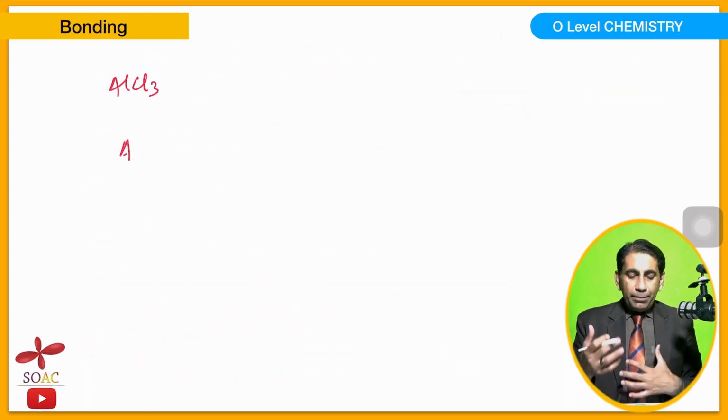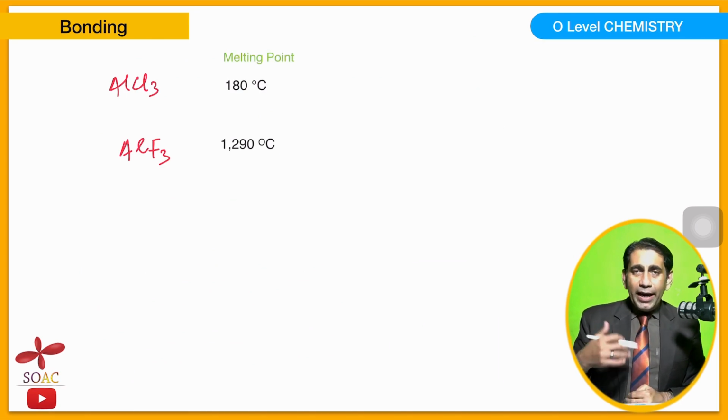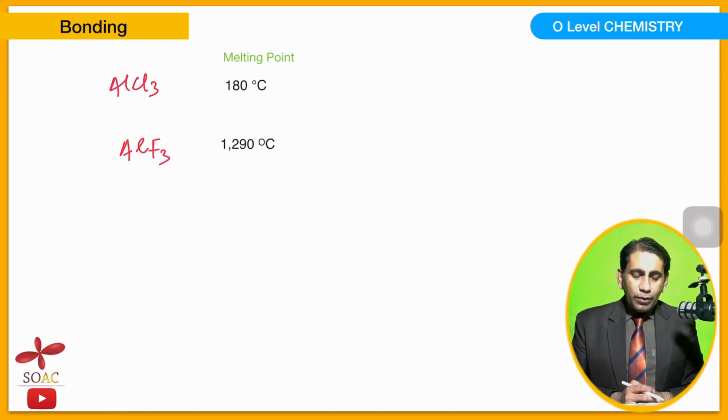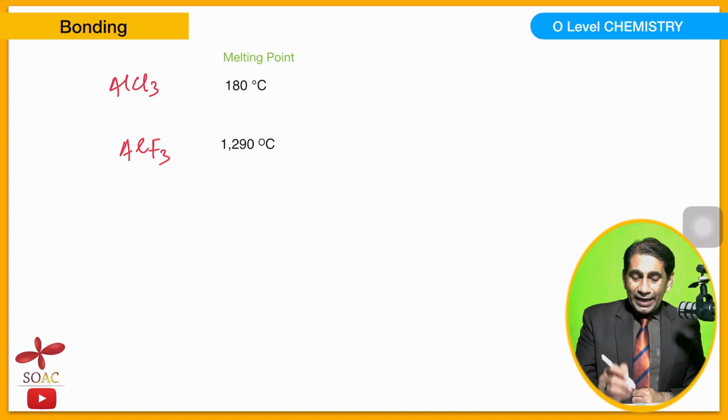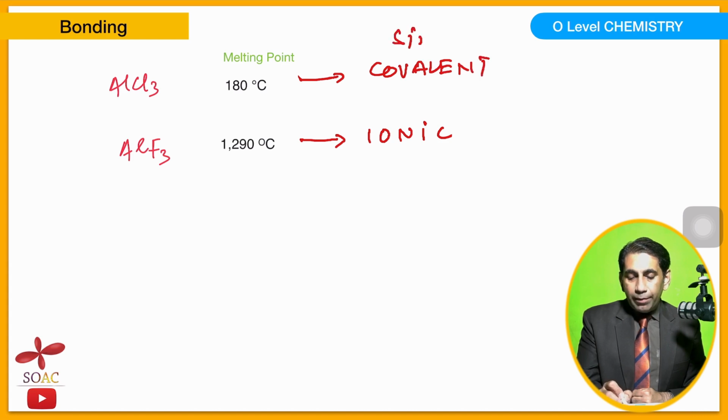So, for example, I'm writing another two examples. AlCl3, its melting point is 180 degrees Celsius. AlF3, aluminium fluoride, has a melting point of 1290 degrees Celsius. Both contain metals and non-metals. But the melting point of AlCl3 is 180 degrees Celsius, and compared to this, AlF3 has almost 1290 degrees melting point. So it clearly indicates that AlF3 is an ionic compound, and AlCl3 is a simple covalent compound.